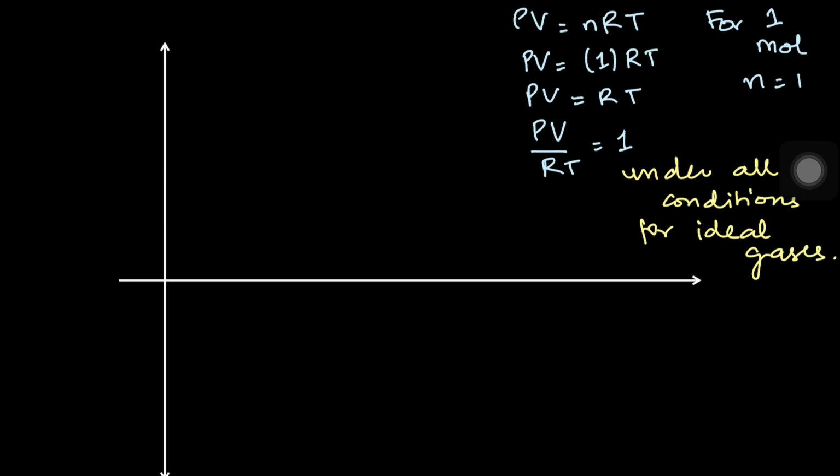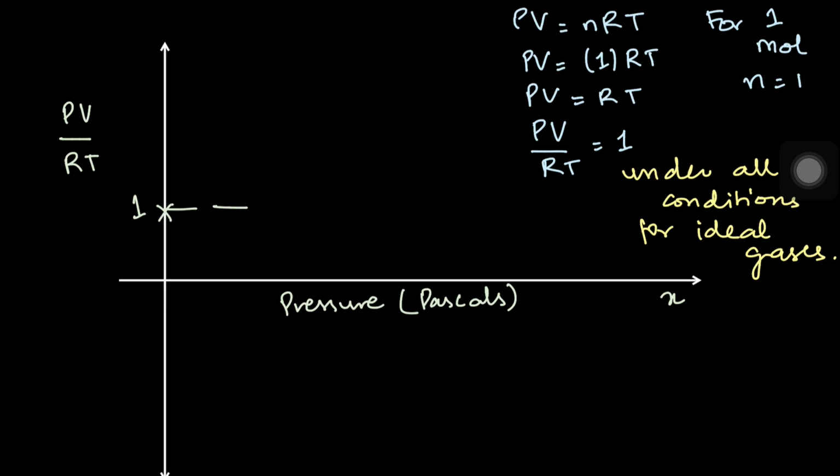So let's take pressure in pascals on the x-axis and the ratio, PV divided by RT, on the y-axis. It's a constant value 1, so for an ideal gas, no matter what the pressure is, it should give you a constant horizontal line, whether it's low pressure or high pressure.